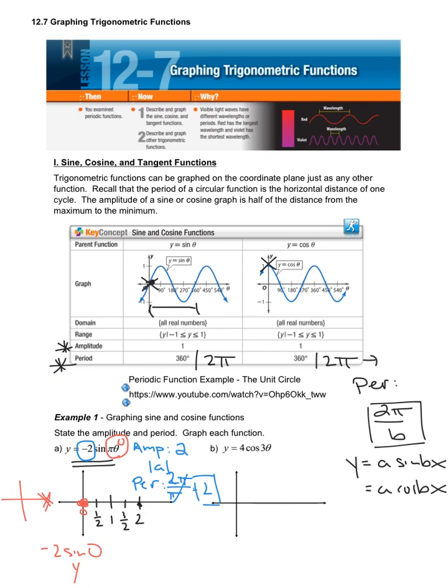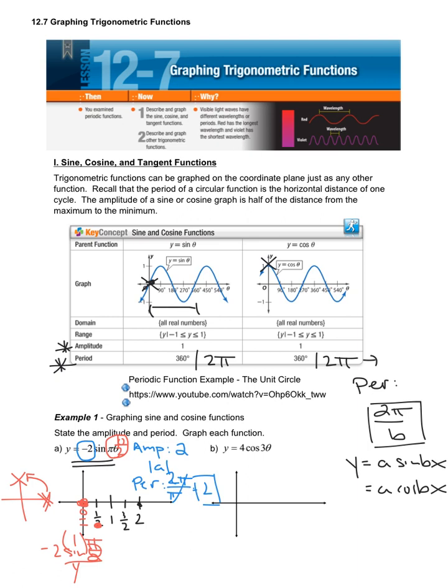When I plug in a 1/2 for my angle, again, theta is your variable. 1/2 times pi is pi halves. So I'm just going to write over the 0. We have pi halves. Well, if I look at my unit circle, pi halves is actually up here. What's my sine value at pi halves? 1. 1 times negative 2 is negative 2.